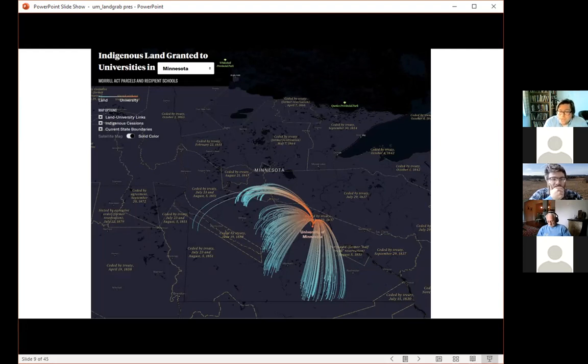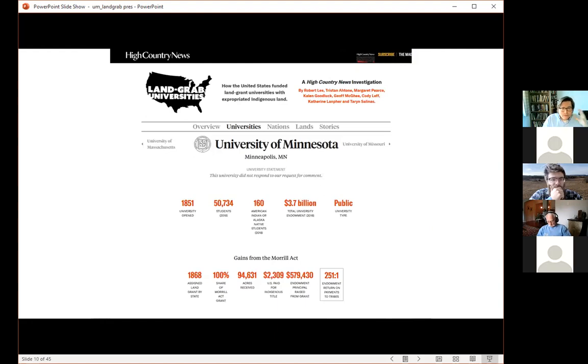Now, 5 weeks after the hanging, Governor Alexander Ramsey, who's the governor at the time, accepts the Morrill Act windfall. This is January of 1863. So we gathered statistics about that windfall for all the universities. University of Minnesota got the grant in 1868. It involved 94,000 acres that raised nearly $580,000 in principal. The US had paid about $2,000 for the same land.